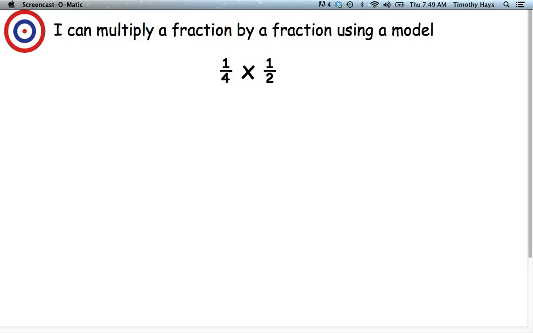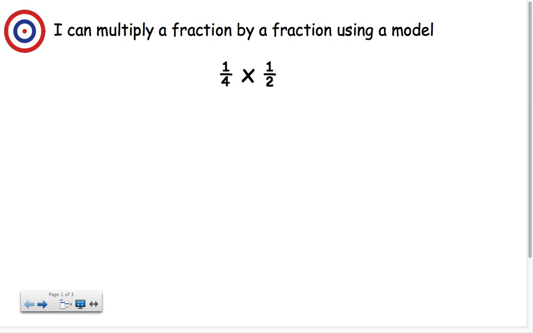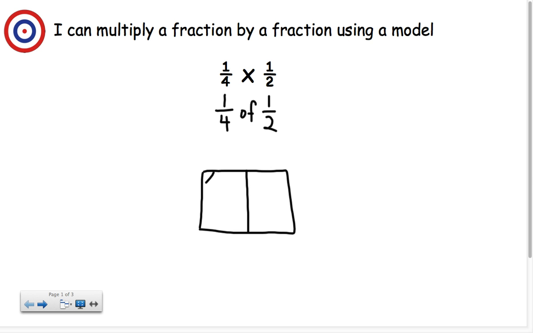All right, mathematicians, in this lesson we're going to multiply a fraction by a fraction, but we're going to use a model. So let's get started here. We have 1/4 times 1/2. What this actually means is I'm going to find 1/4 of 1/2. So what I have is 1/2 of a whole amount. And so I can shade in 1/2 of a whole amount. And I want to find 1/4 of this amount.